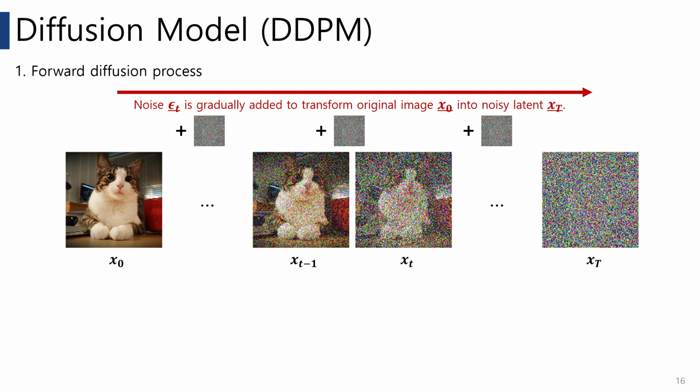The first step in a diffusion model is the forward diffusion process, where noise is gradually added to the original image x0 to transform it into a noisy latent representation xt. Gaussian random noise epsilon t is sampled from a Gaussian distribution at each time step t, and noise is gradually added from step 0 to step t.